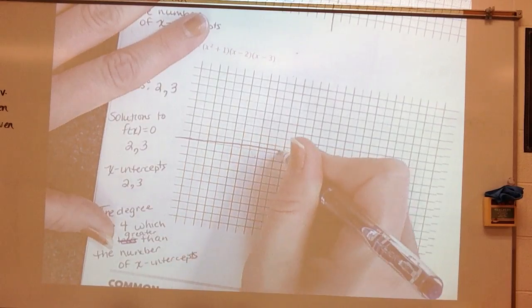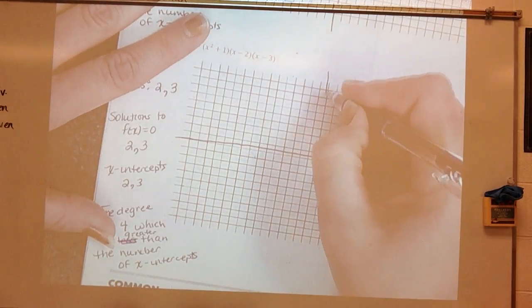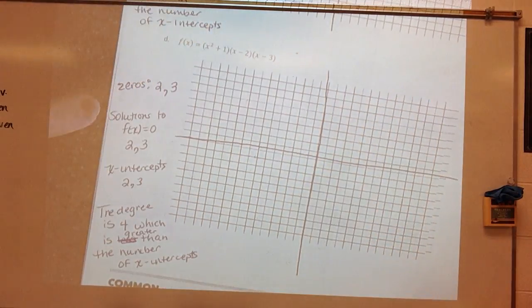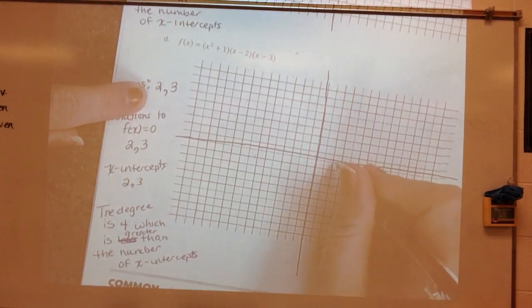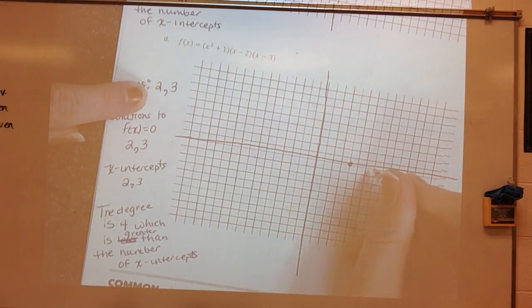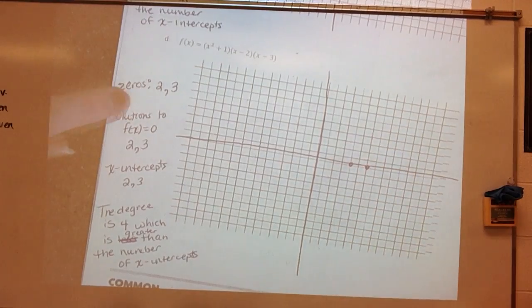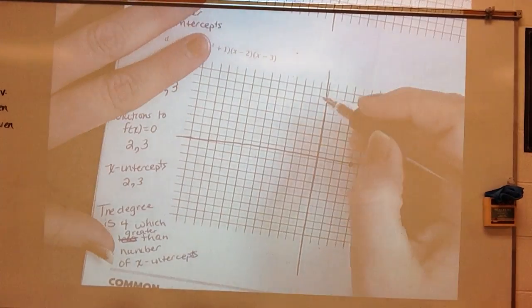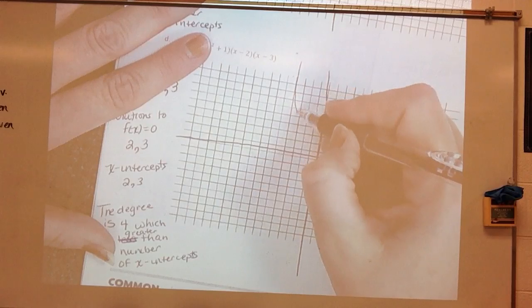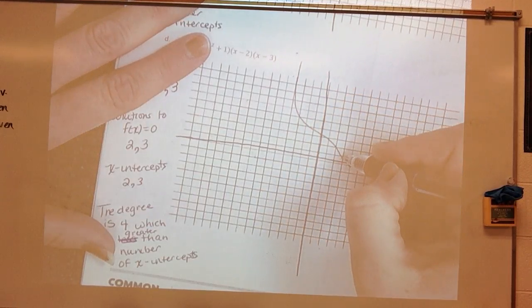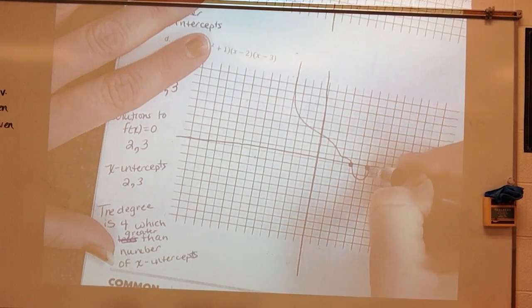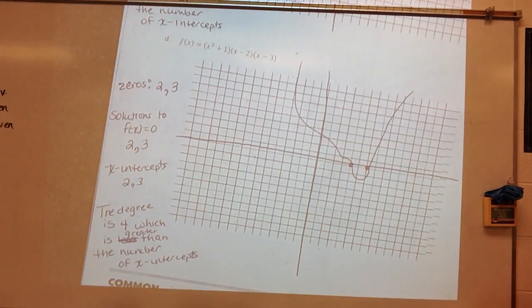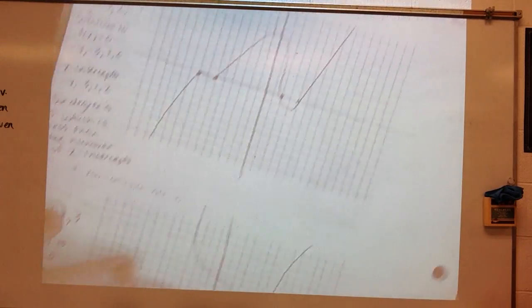All right, so I graph it. So I know I'm going to have one at 2. I know I'm going to have one at 3. And this is what my graph would look like. Okay? And I'm not drawing my graphs perfectly, and it's okay. All right.